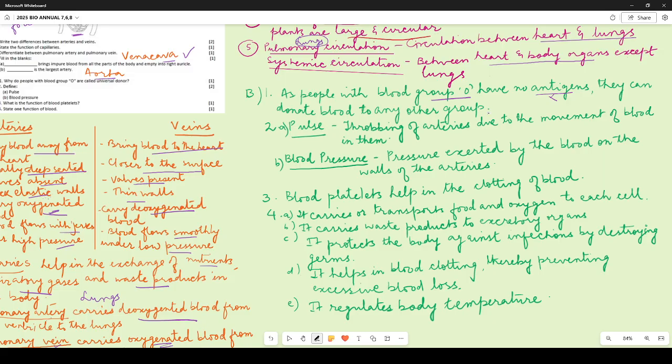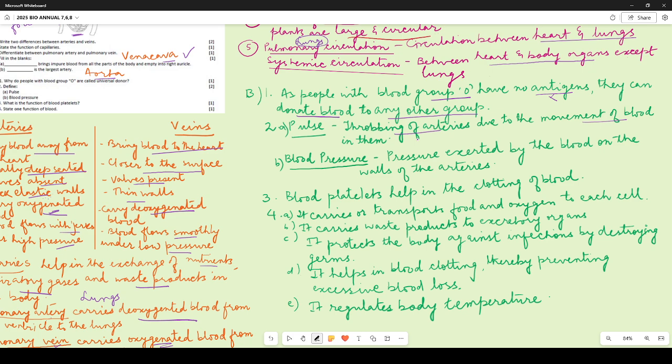Okay. That is why they are called universal donors. That means they can donate blood to any other group. Anyone can take blood from O blood group people. Pulse. What is pulse? This is the throbbing of arteries due to the movement of blood in them. So when the arteries throb, then we can feel the pulse. And you know that in the wrist we can easily feel the pulse, or at the side of our neck. So there the arteries are slightly superficial so that we can feel them.